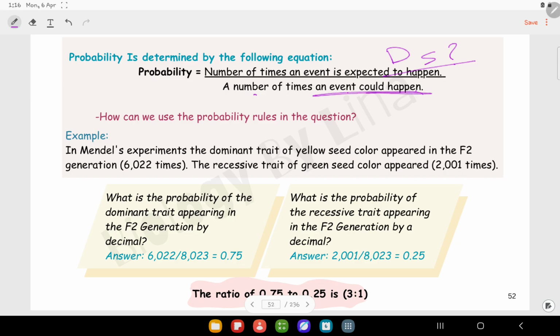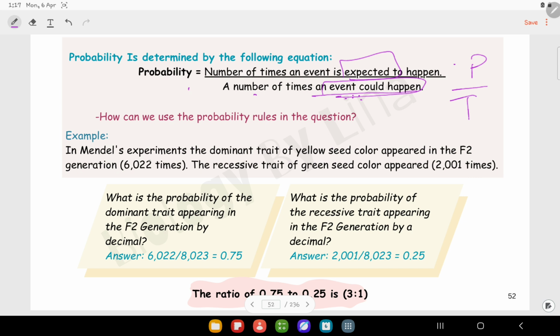Let's take an example to know how we can solve this type of question. So the probability is the number of times an event is expected to happen over the total number, or the number of times the event could happen, which means the total here. So we can say part over the total.